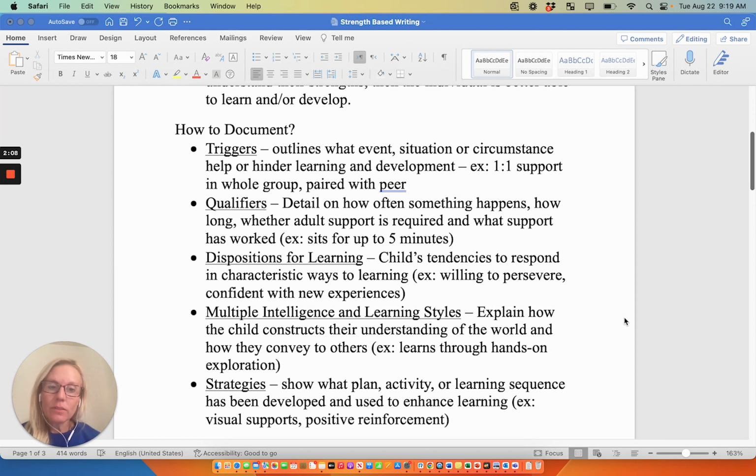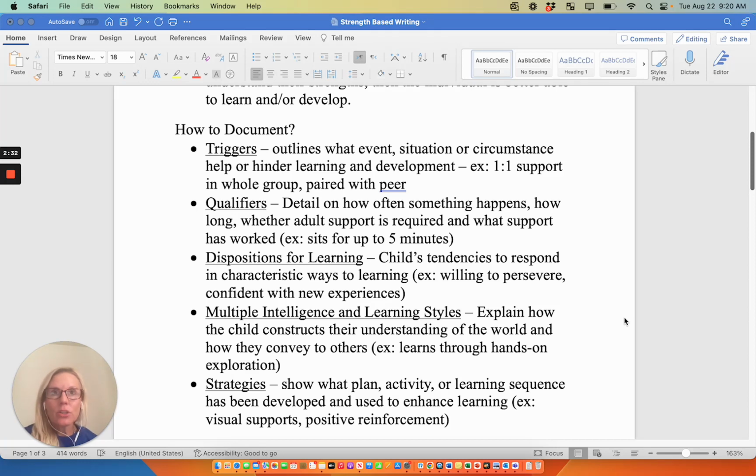Dispositions for learning: what are their tendencies to respond and characteristic ways of learning? Are they confident with new experiences? Are they willing to persevere? So instead of saying they won't try new things, you might say that with support and slow introduction, they will try new things.